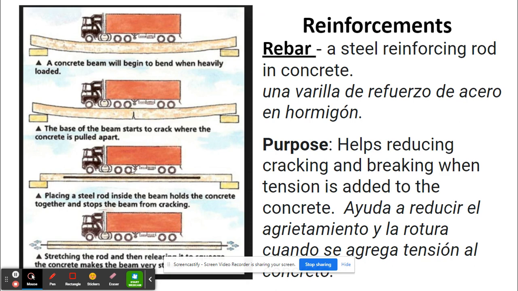If you look here in the third picture down, you will see that there's a rod that is added. It holds the concrete together pretty well, and it stops the beam from cracking. But if we stretch the rod over, in this last picture, it is over each edge, it makes it very, very strong. This last picture is what we normally see in our bridges and our roads. We really want that reinforcement so that your roads don't crack, especially your bridge as you're driving across it. You don't want it to crack and start breaking.